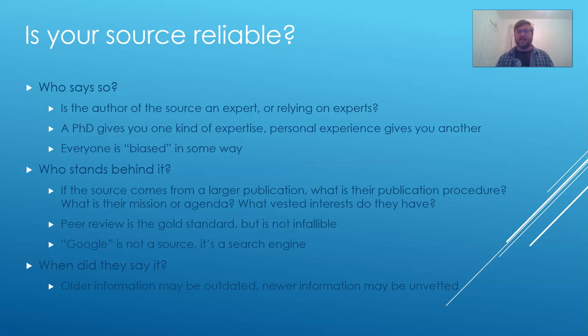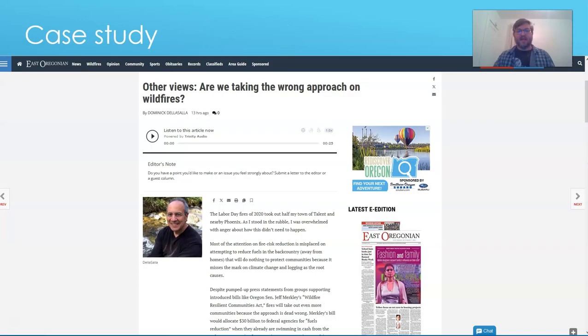So old information could be outdated, but on the other hand, new information may be unvetted. If there is something that is brand new, just being put out there for the first time, other people haven't had as much of a chance to look at it, to critique it, to suggest ways that there might be problems with this information, and to correct it. So being newer isn't necessarily better. How old and how new is good is going to depend a lot on the nature of the information that we're looking at. So let's do a case study.